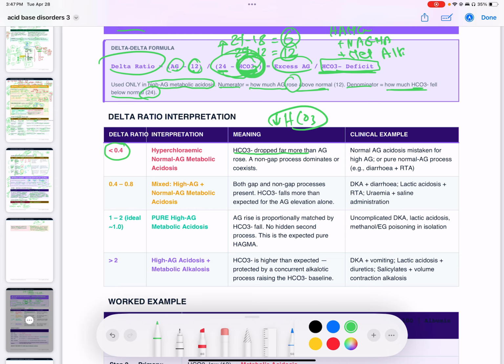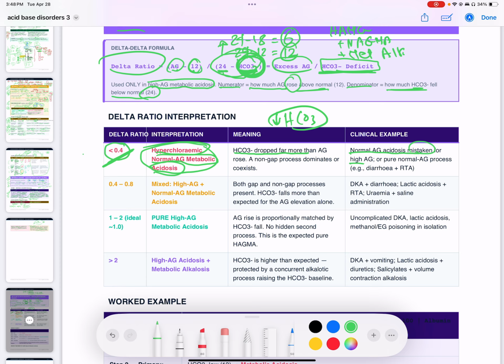That means you probably have normal anion gap metabolic acidosis, or hyperchloremic metabolic acidosis, and this is not a true high anion gap. So if the delta ratio is below 0.4, it's normal anion gap metabolic acidosis, but mistaken for high anion gap. And this is usually a pure normal anion gap process like bicarb loss, whether diarrhea or RTA. Okay, that makes sense now.